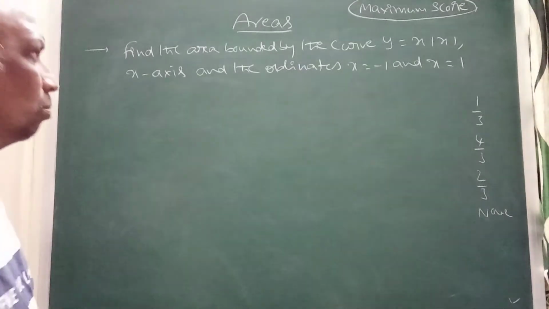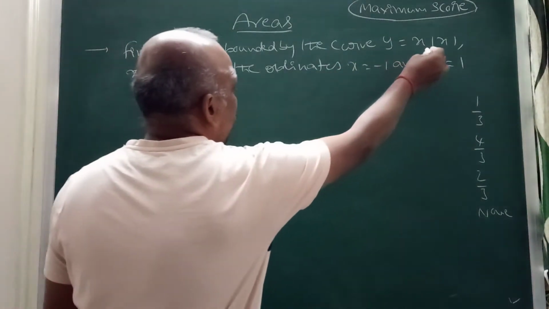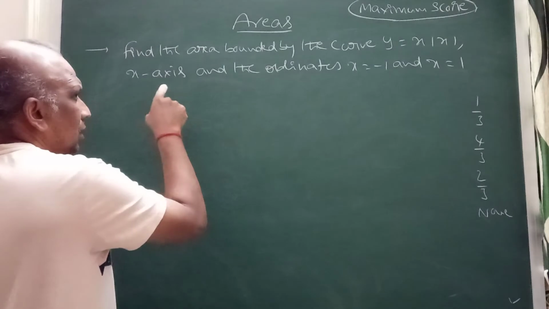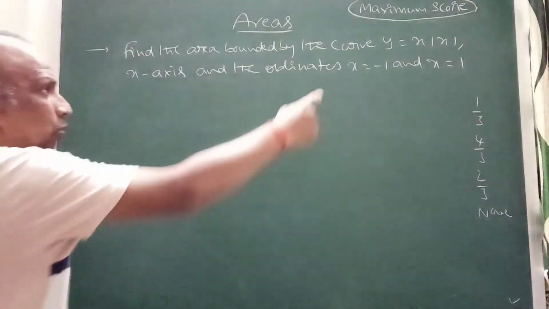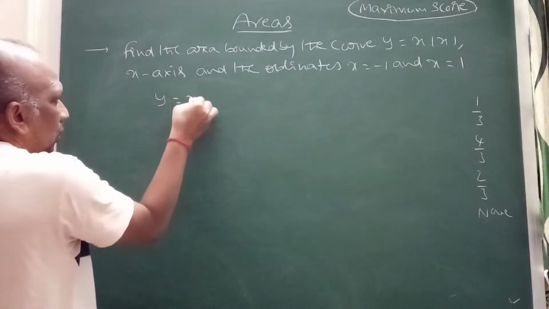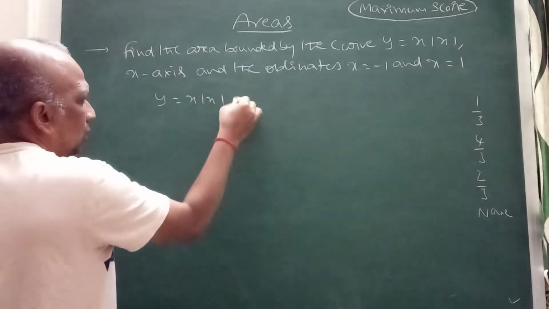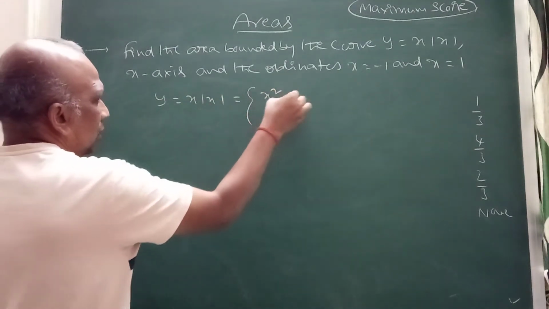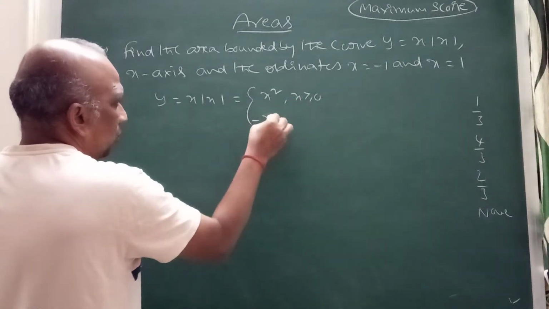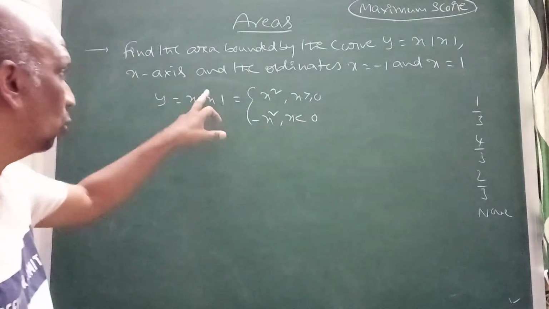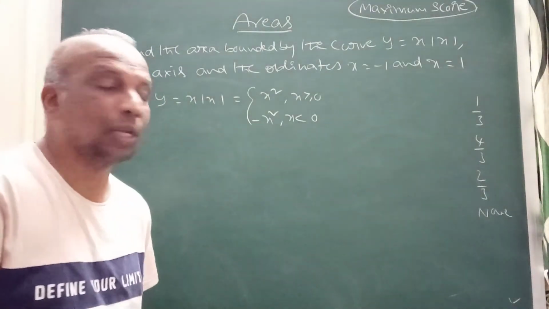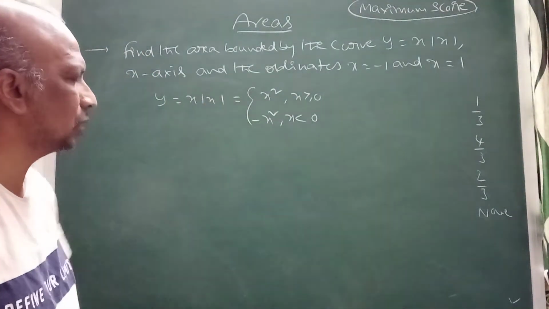Now see in this problem, they have given the curve y equal to x into mod x, the x-axis, and the ordinates x equal to minus 1 and x equal to 1. First think about y equal to x into mod x. X into mod x will be x square when x is greater than or equal to 0, and minus x square when x is less than 0. When x is less than 0, mod x equals minus x. When x is greater than or equal to 0, mod x equals x, so x square will come.